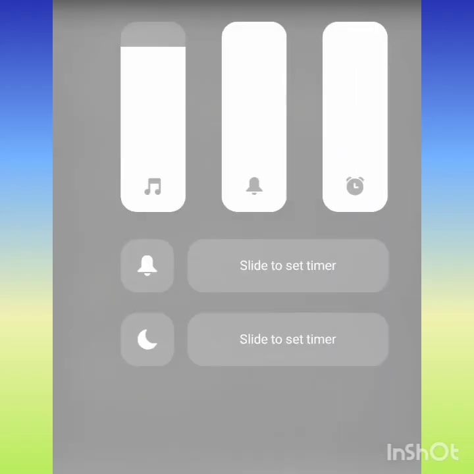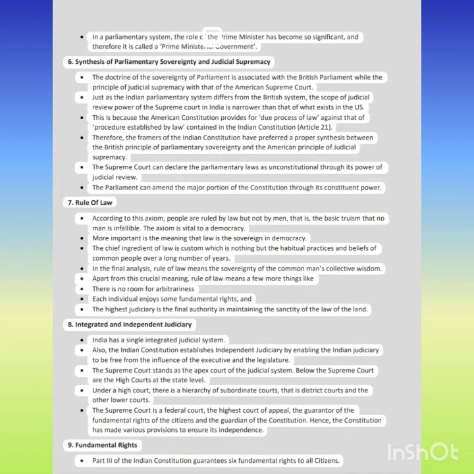In a parliamentary system, the role of the Prime Minister has become so significant and therefore it is called a prime ministerial government. 6. Synthesis of parliamentary sovereignty and judicial supremacy. The doctrine of the sovereignty of Parliament is associated with the British Parliament, while the principle of judicial supremacy with that of the American Supreme Court.